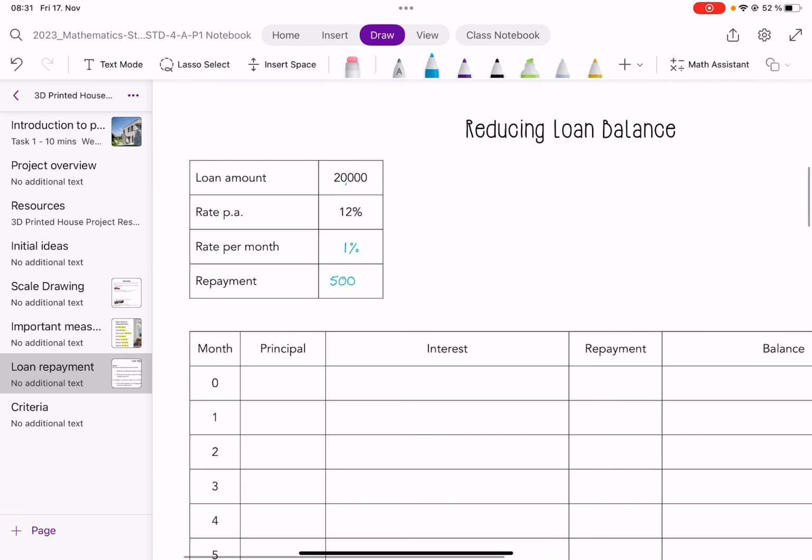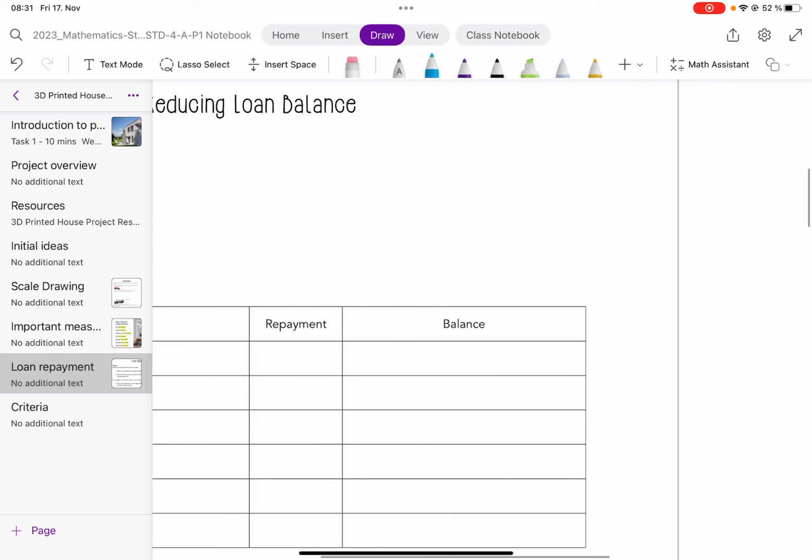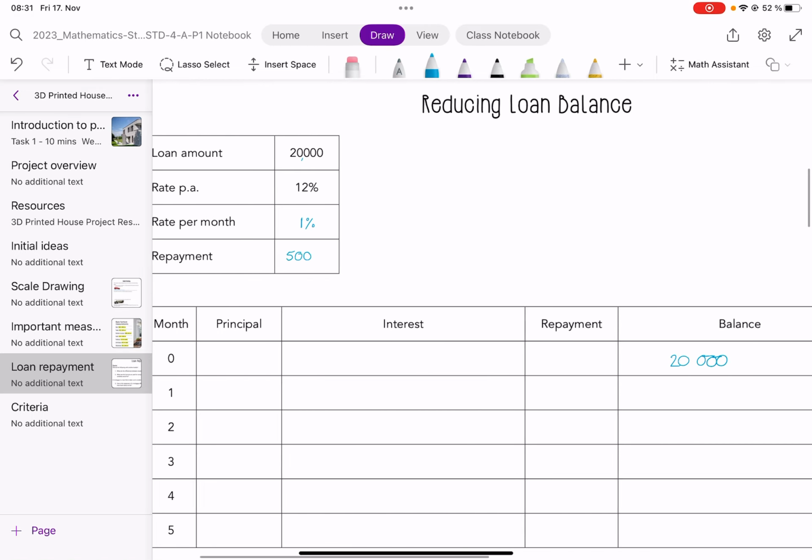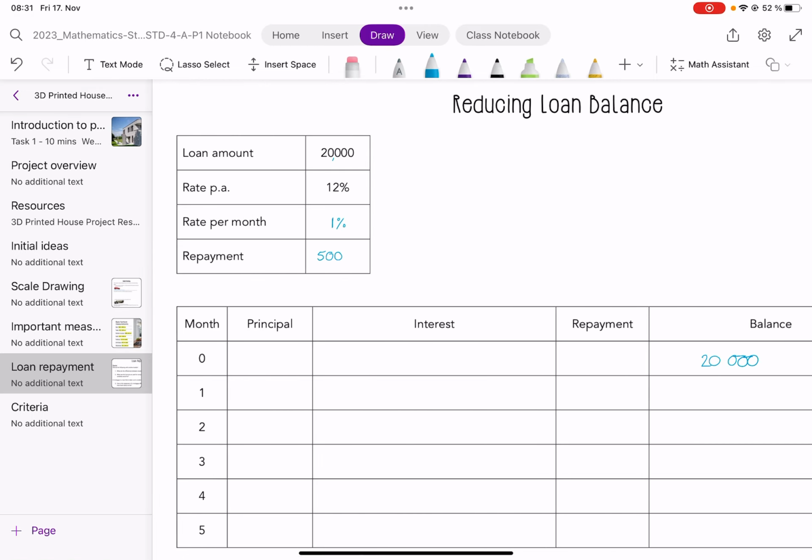Okay, so in month 0, we're at the very beginning and we have borrowed 20,000. So the balance we have to repay is €20,000. So let's think about the first month. We're starting out with this principal, so like how much we owe at the start, of 20,000. We need to find the interest that we owe, so that is 1% of 20,000.